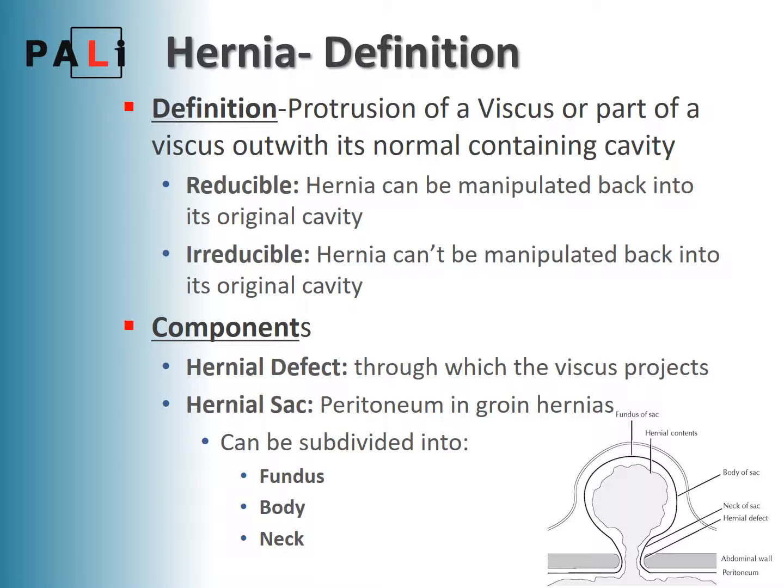Components of an inguinal hernia include the hernial defect, which are the gaps through which the viscus will project, and the hernial sac, which consists of the peritoneum in groin hernias, and this contains the hernial contents. This can be further subdivided into the fundus, the body, and the neck of the hernia.